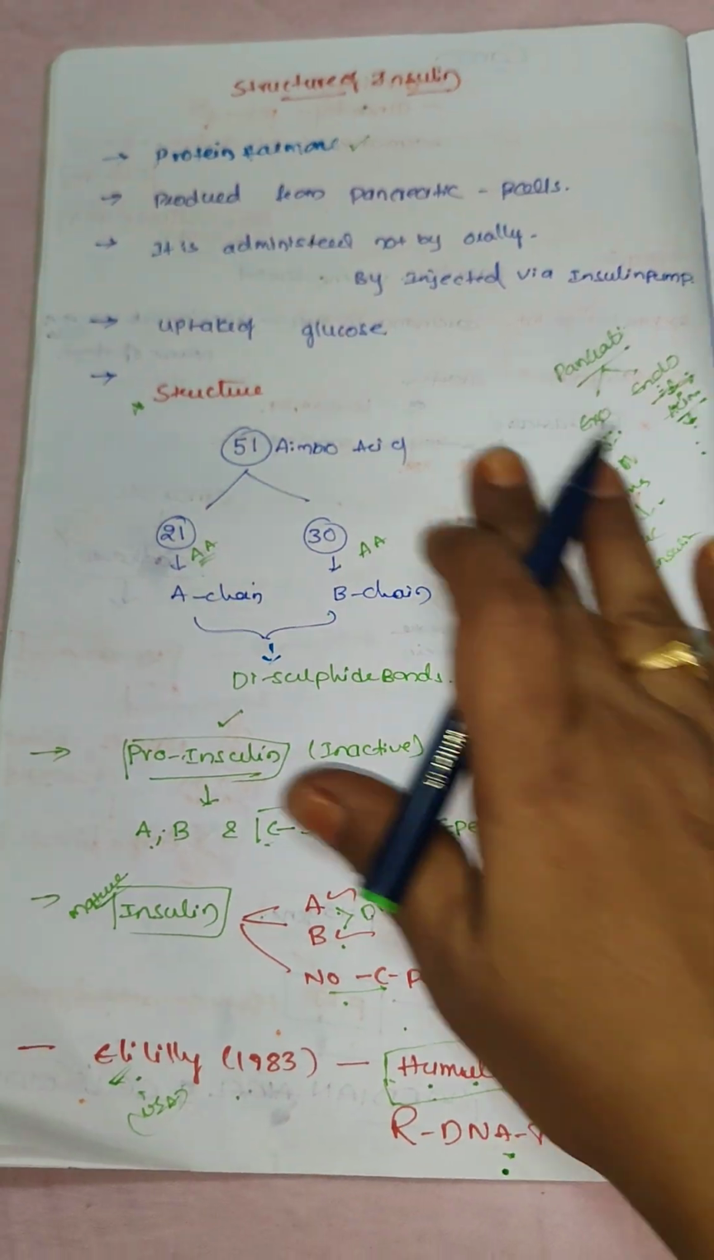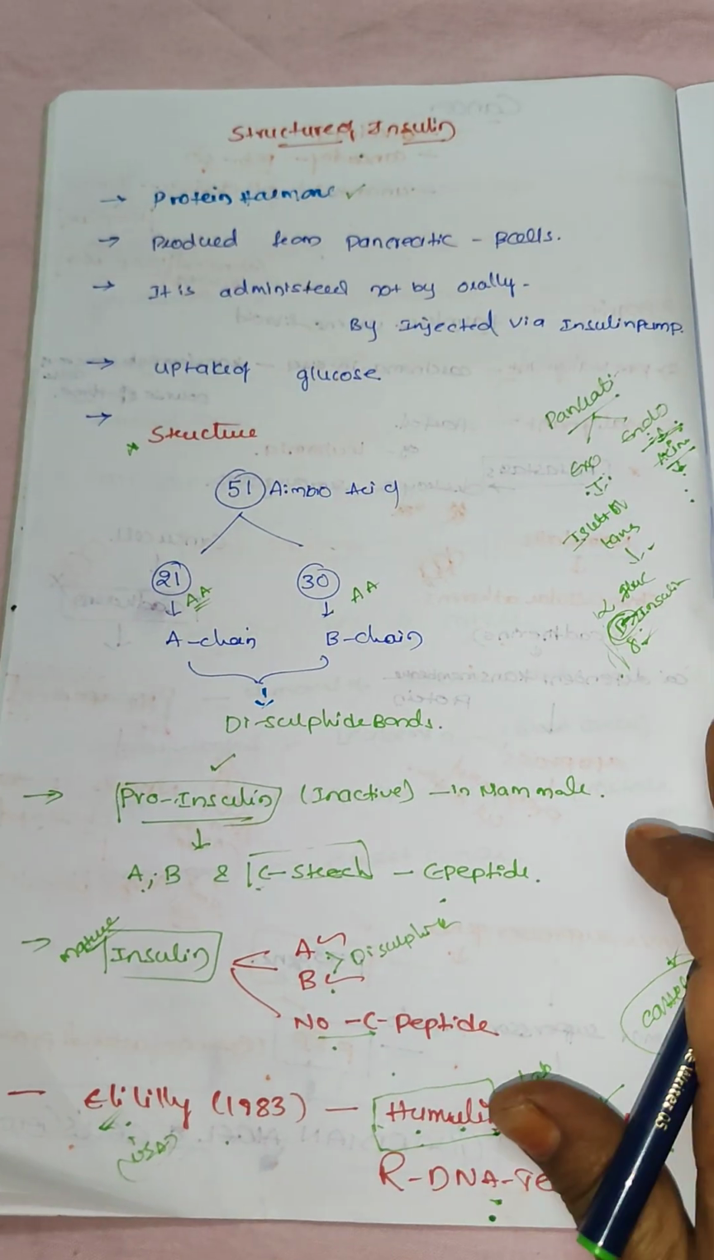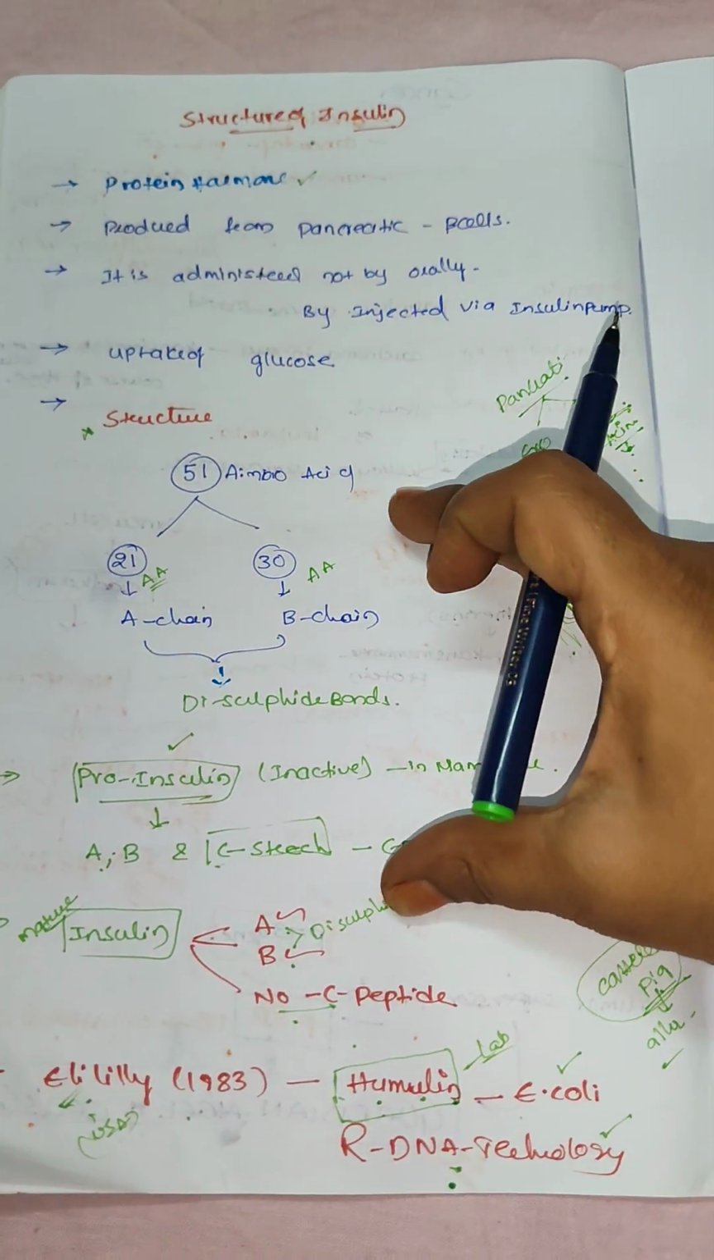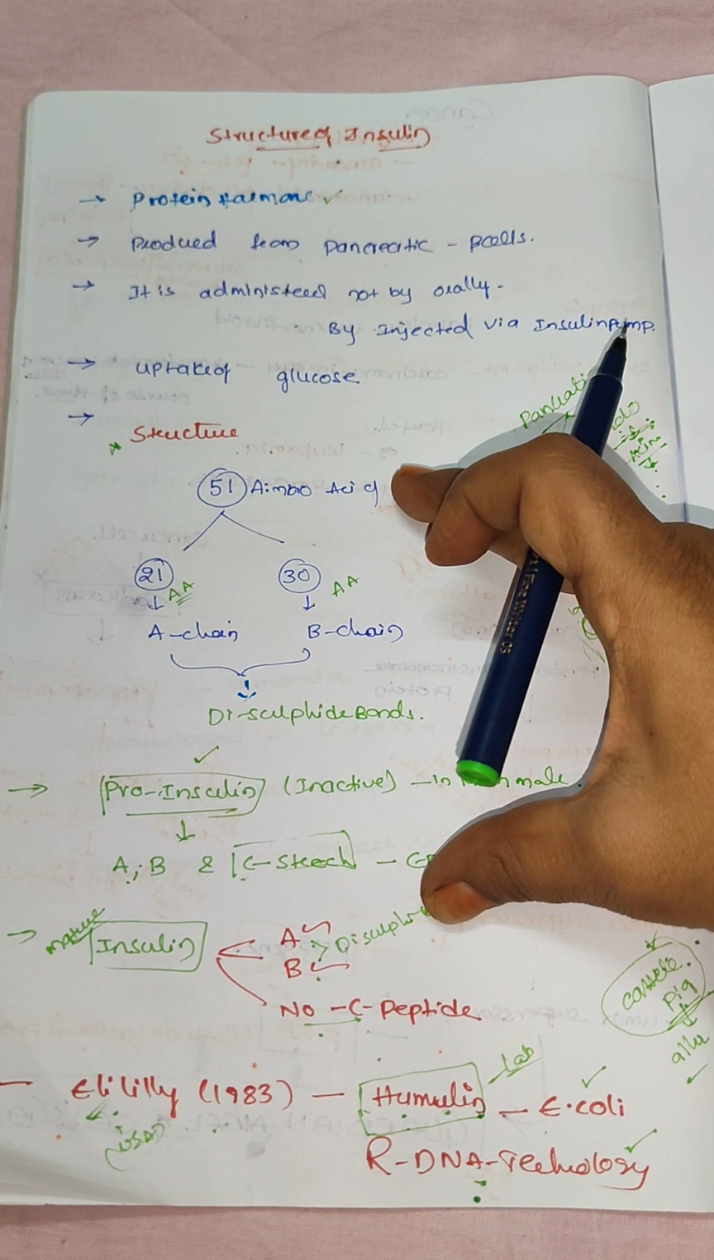So this is the information regarding the structure of insulin, but in the IPE only the structure of insulin is asked, for 4 marks.